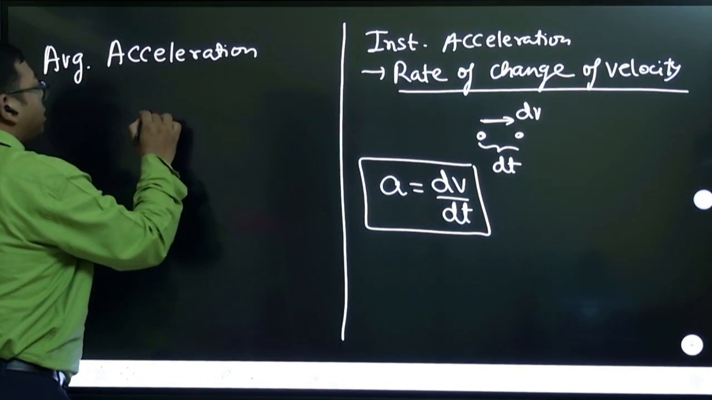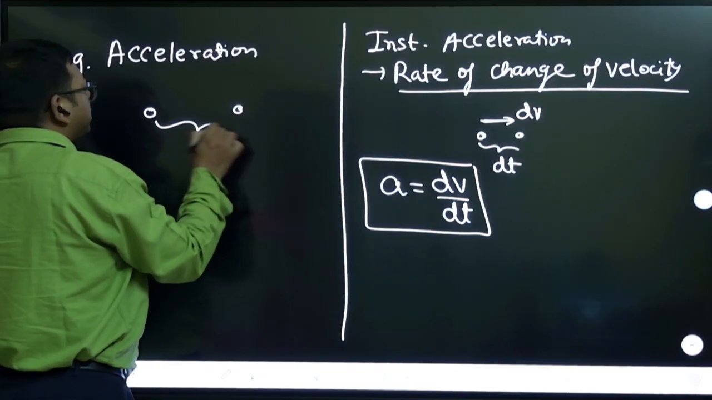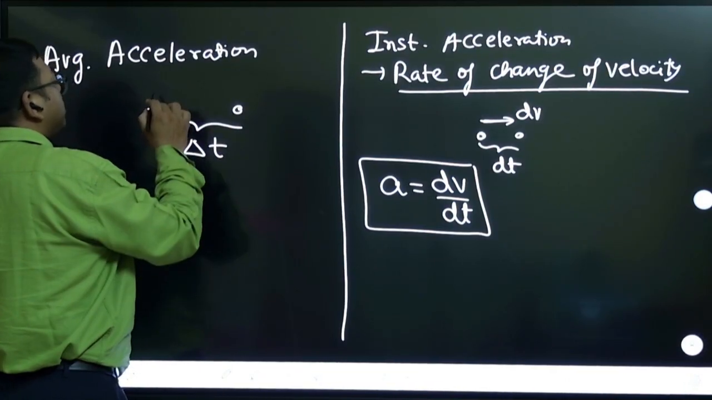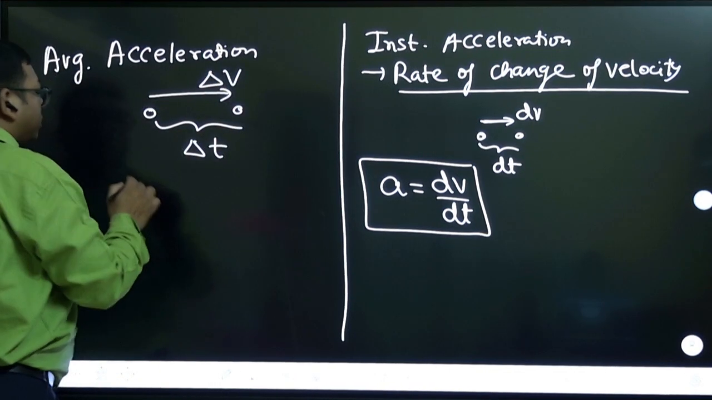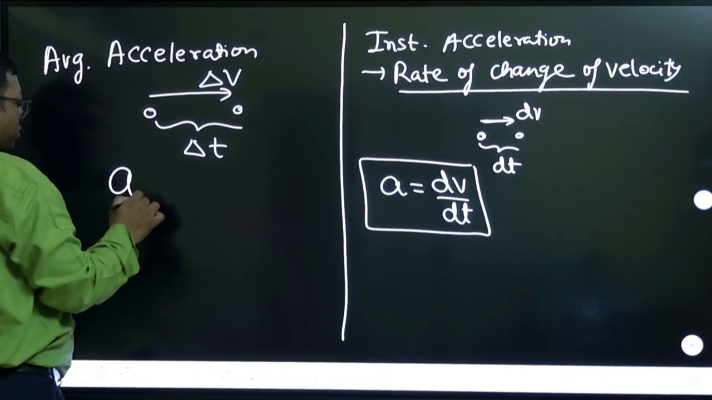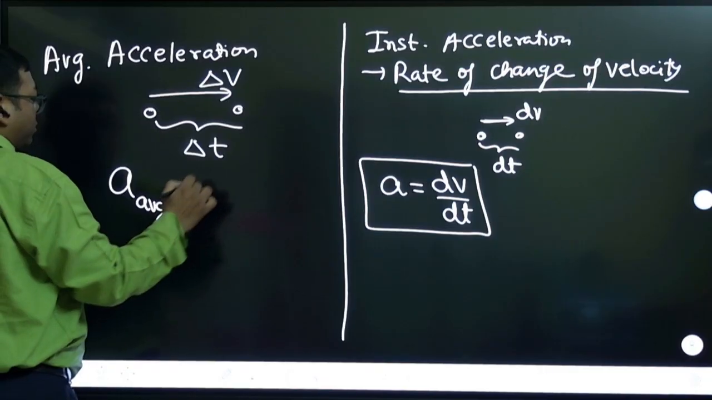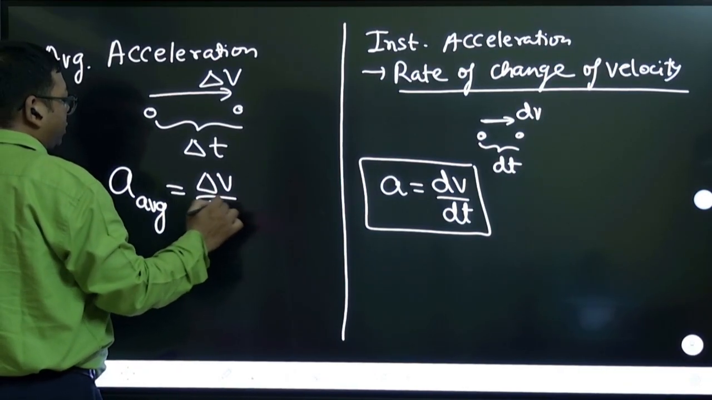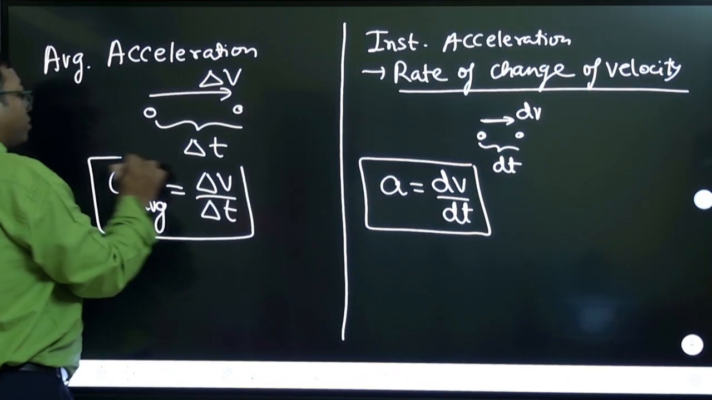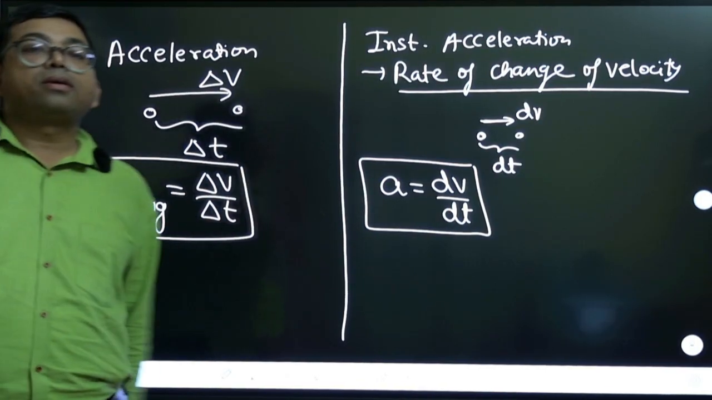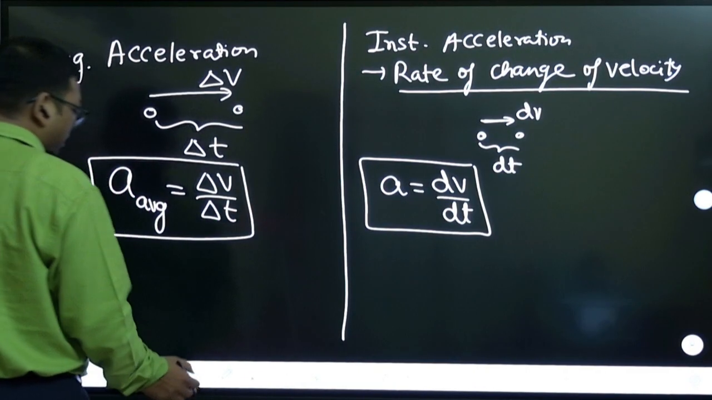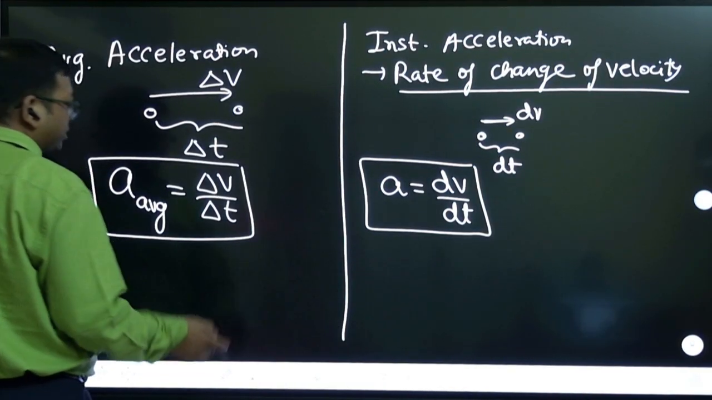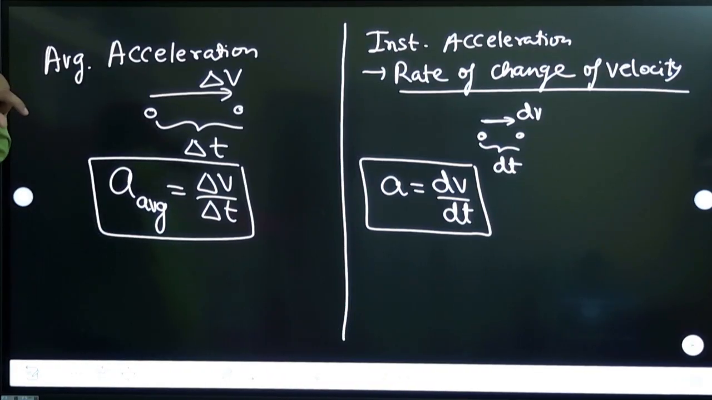But if you take a large interval delta t, and the velocity change that has happened is delta v, then the average acceleration, a average, is equal to delta v by delta t. This definition is over an interval of time, and that is instantaneous. That's the key idea here, and note that acceleration is also a vector quantity.